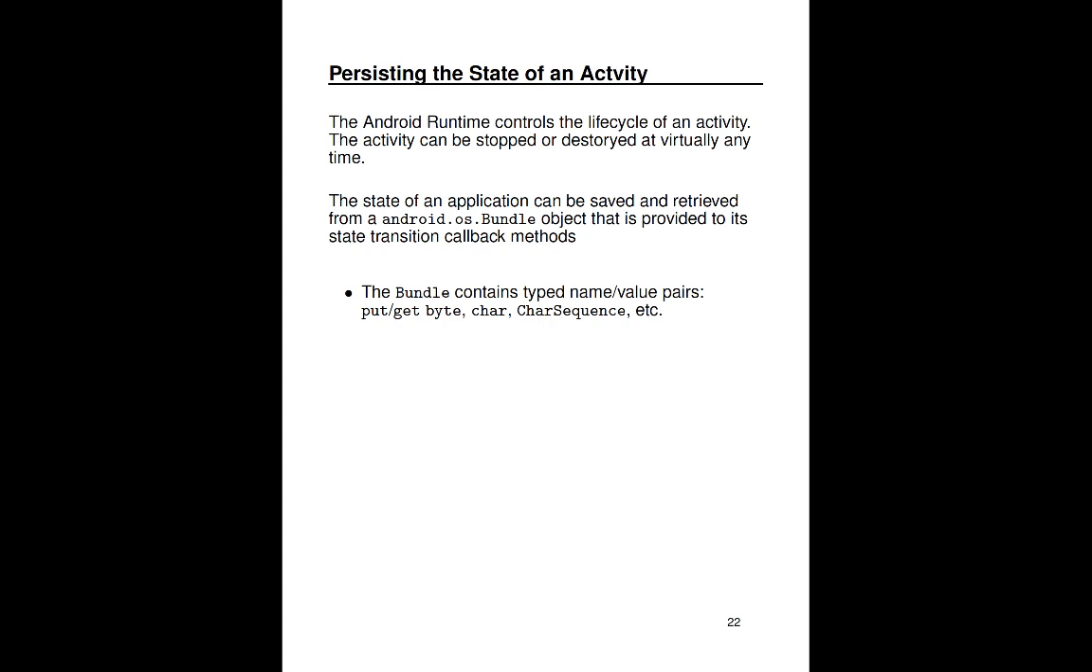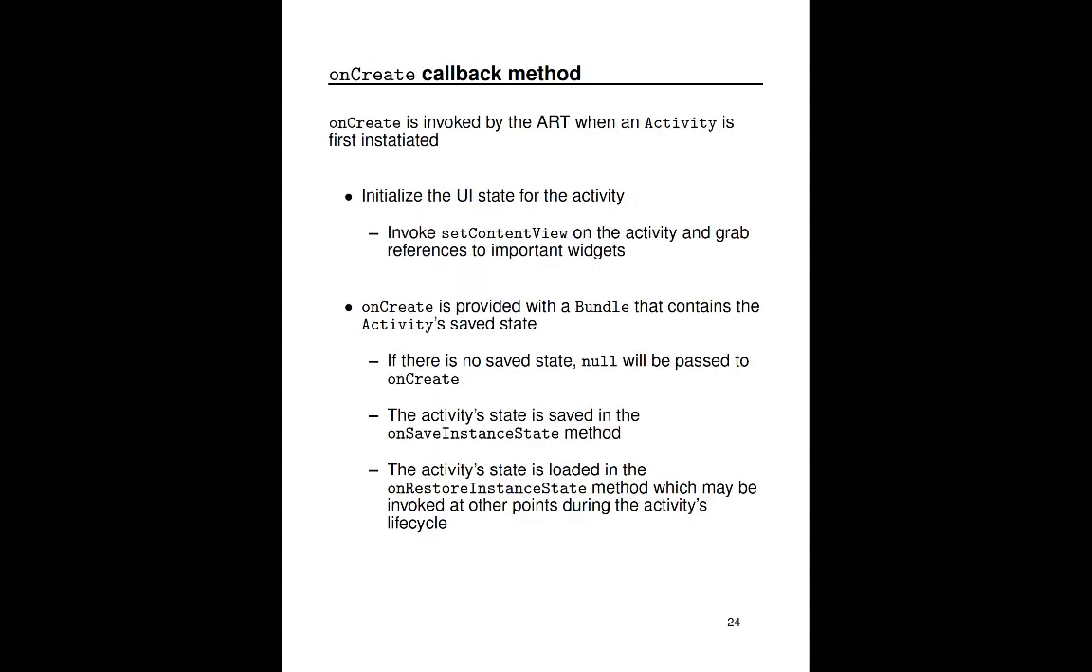So if an Android activity needs to persist some state, information the user has entered but perhaps hasn't committed all the way back to the system of record, the application can do so by using a Bundle object that provides name-value pairs for a number of different data types: byte, char, CharSequences, etc. So this allows you to quickly save off application information as an activity transitions through its lifecycle. Now let's talk about some of the callback methods that are invoked on activities over their lifecycle and discuss the kind of things that they do.